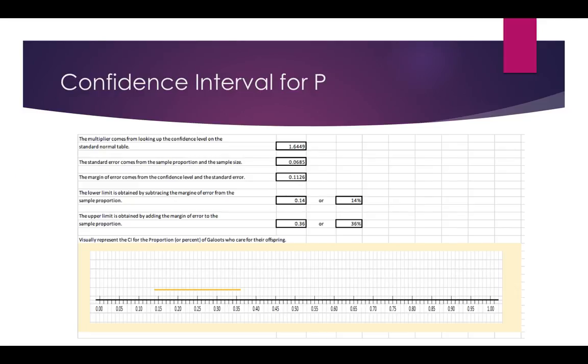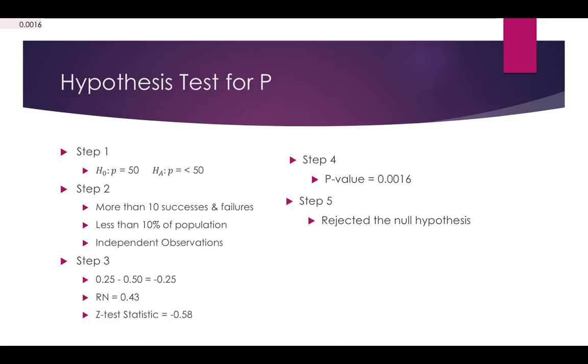So the confidence interval for p. What we're looking at here is that we are 95% sure that the true mean for the galoot population is between 14%, which is represented on the table right here, and 36%. So this yellow line right here on this table. This math was done by Excel, thanks to the spreadsheet our professor gave us.